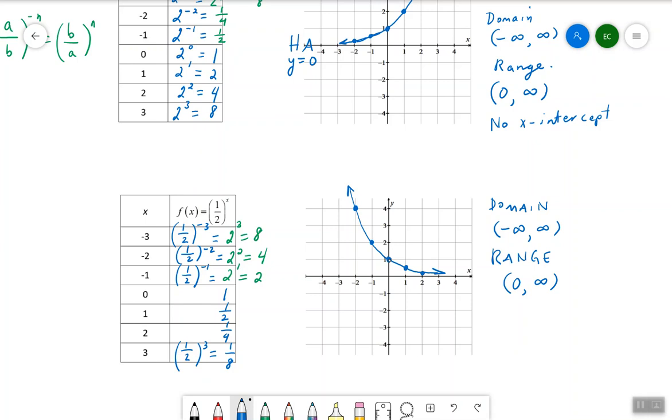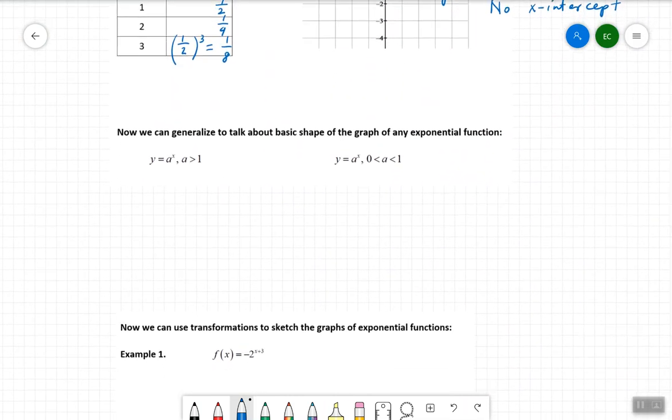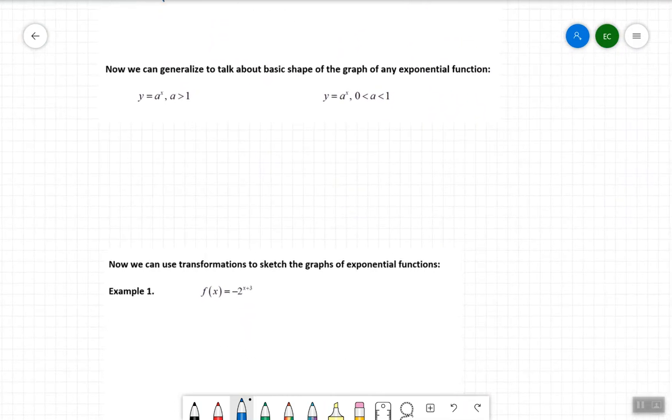There's still a y-intercept at 0, 1. There is no x-intercept. And then we see the behavior of a horizontal asymptote as well. As we look out to the right end of the graph now, the y values get closer and closer to 0. So that tells us we have a horizontal asymptote at y equals 0. Okay, so those are our two basic functions.